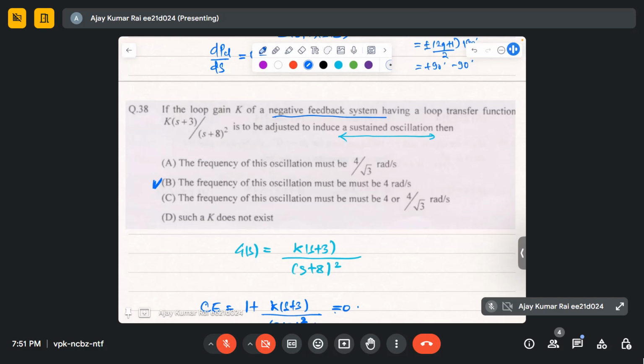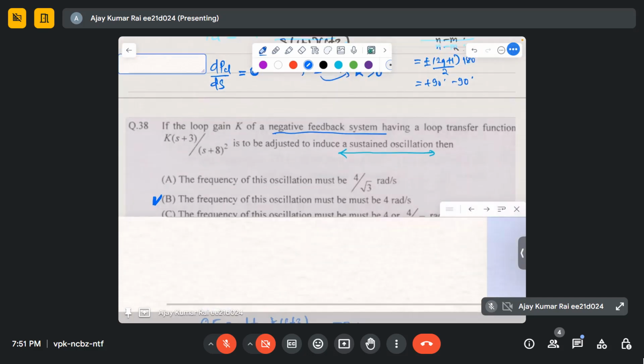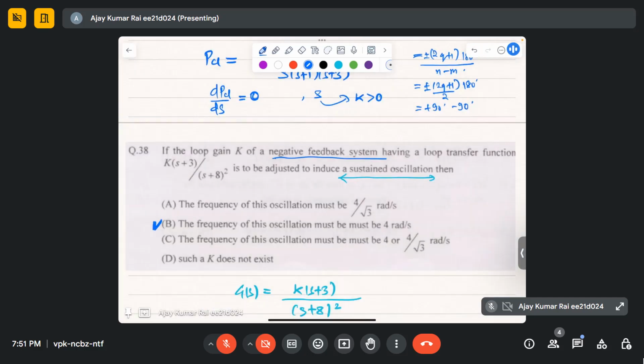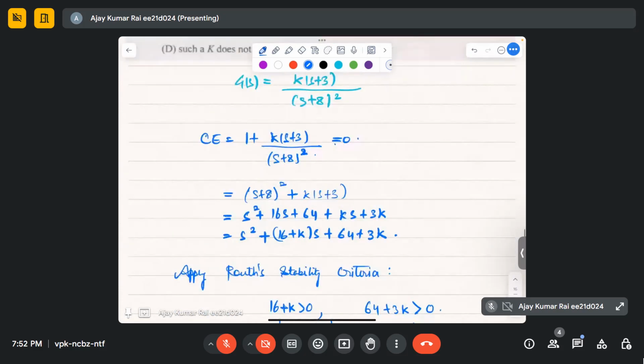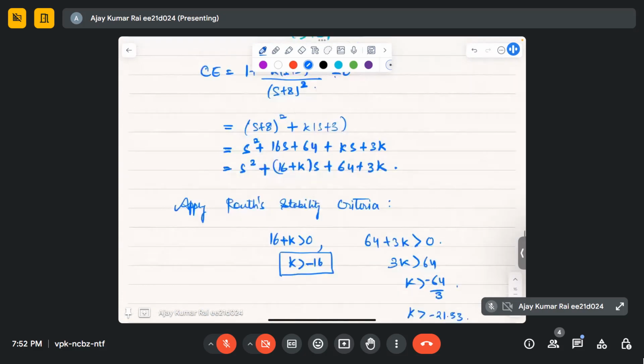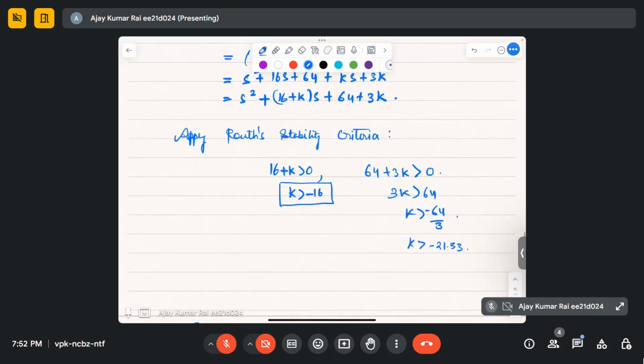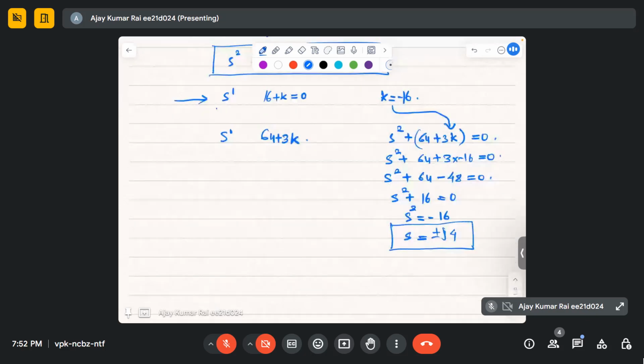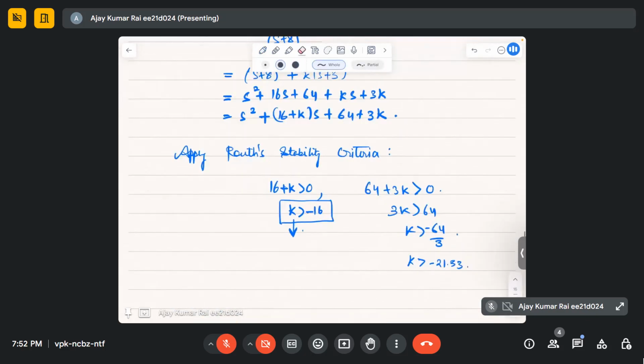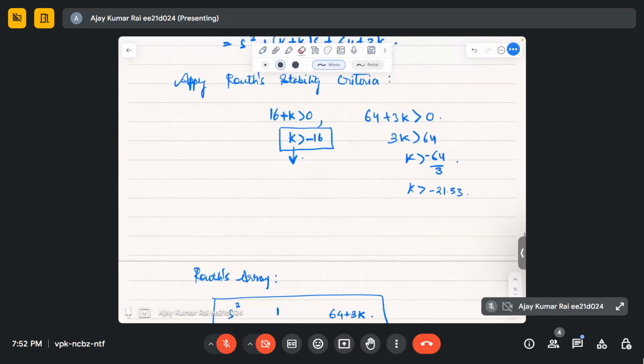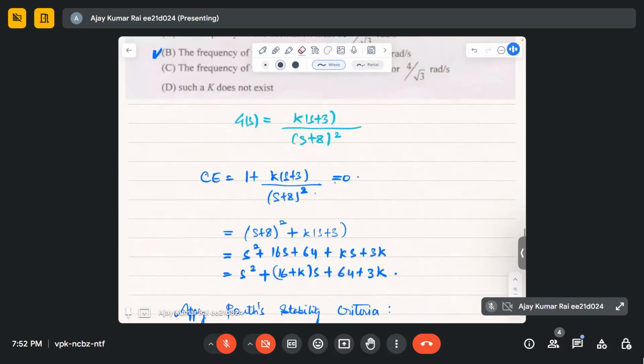But one problem here is that, though it's not given, k is negative, right? You can see here, k is coming out to be negative. Though it's not given, let's also try to find out the root locus for this. So this is the transfer function. Let's find out the root locus.